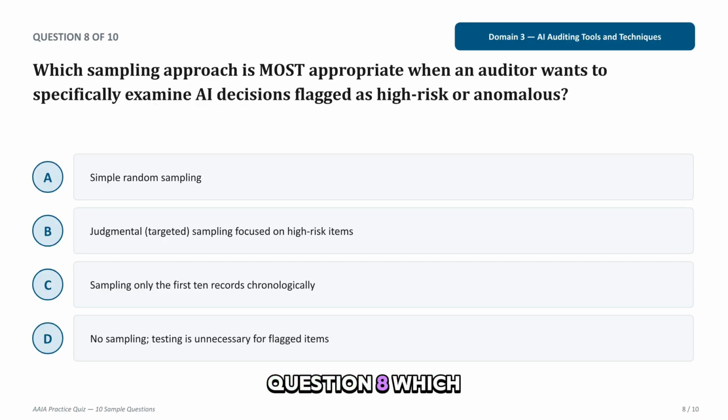Question 8. Which sampling approach is most appropriate when an auditor wants to specifically examine AI decisions flagged as high risk or anomalous? A. Simple random sampling. B. Judgmental, targeted sampling, focused on high-risk items. C. Sampling only the first 10 records chronologically. D. No sampling. Testing is unnecessary for flagged items.